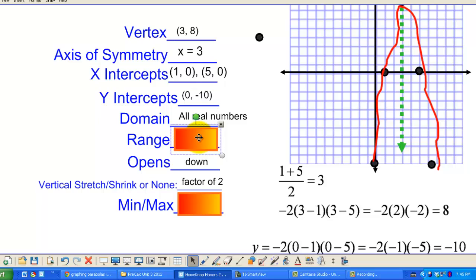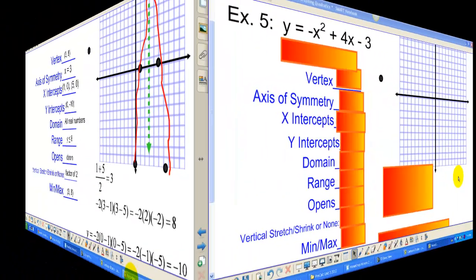My range is going to be all of the values that are less than or equal to 8. And I do have a maximum value at 3, 8.